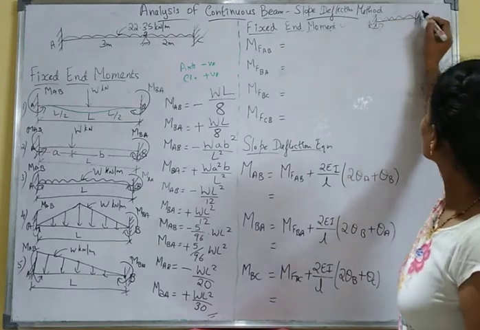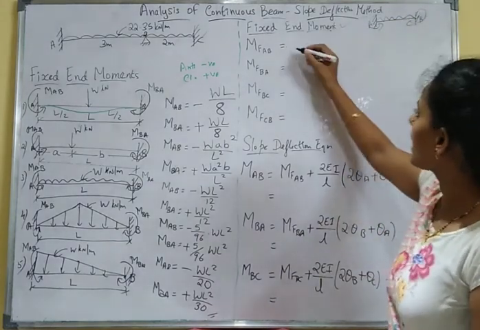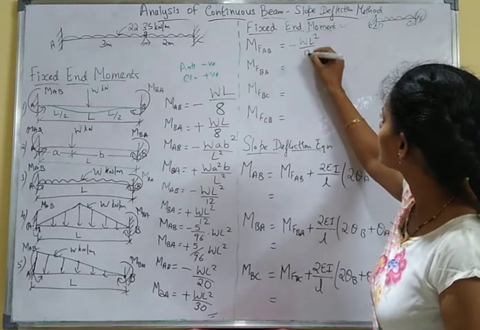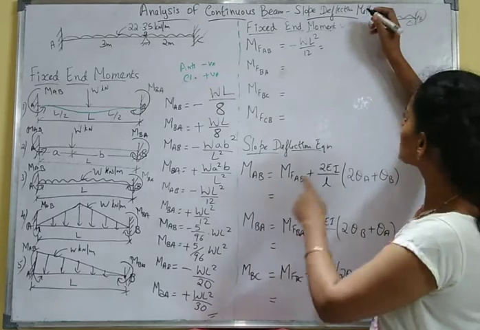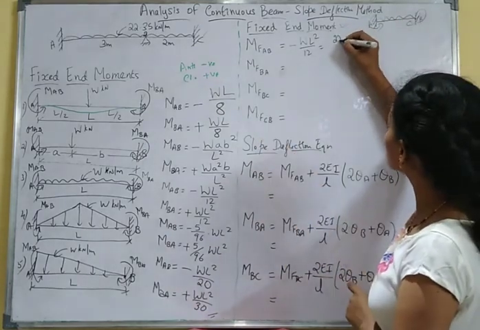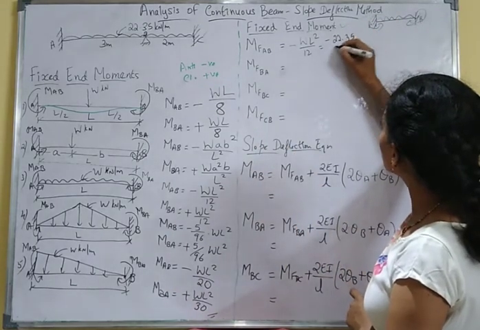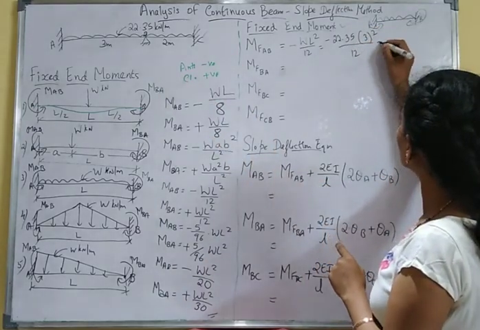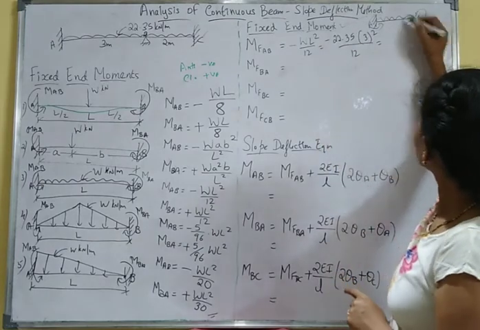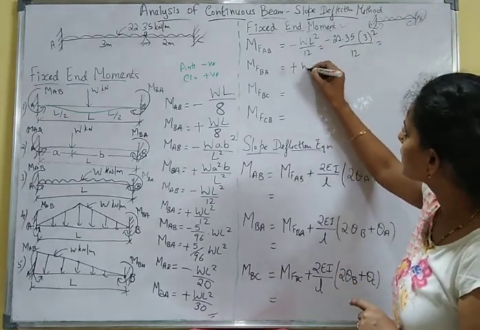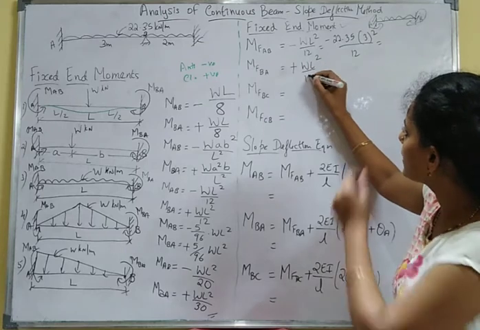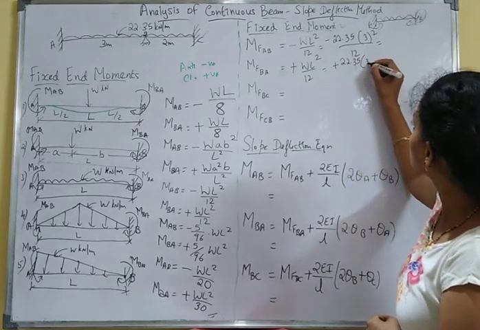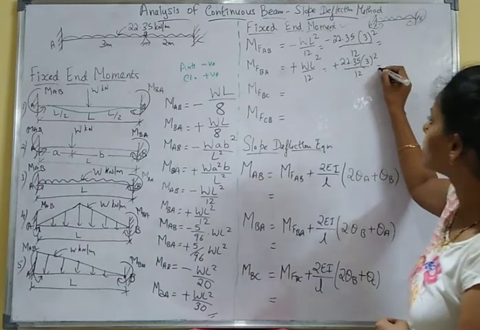Here, for the AB span you have minus WL square by 12, where W is 22.35 into L square, where L is the 3 meter span, divided by 12. Similarly, at this end, this is clockwise, so plus WL square by 12, that is plus 22.35 into 3 square divided by 12.